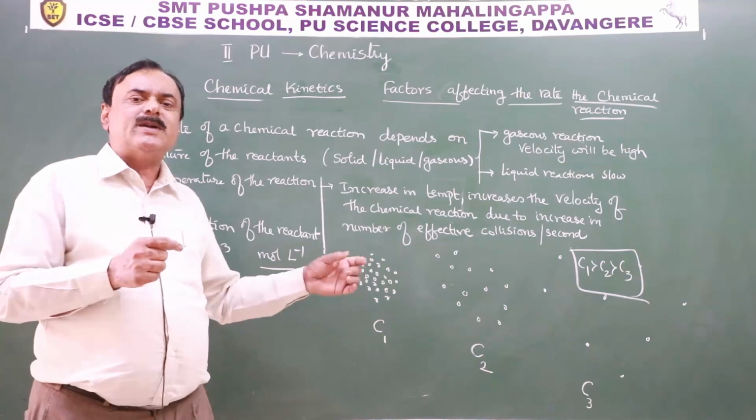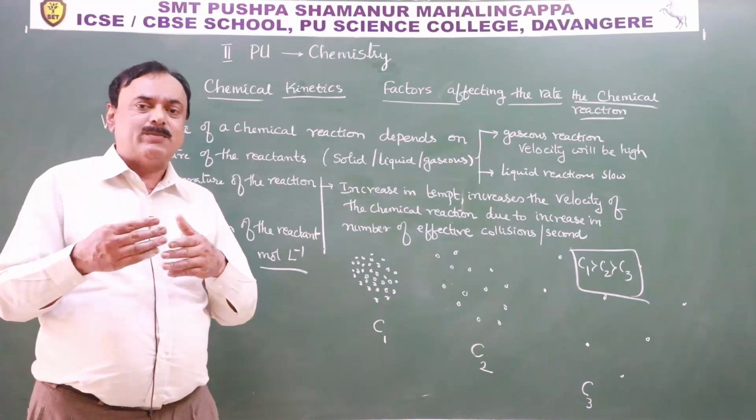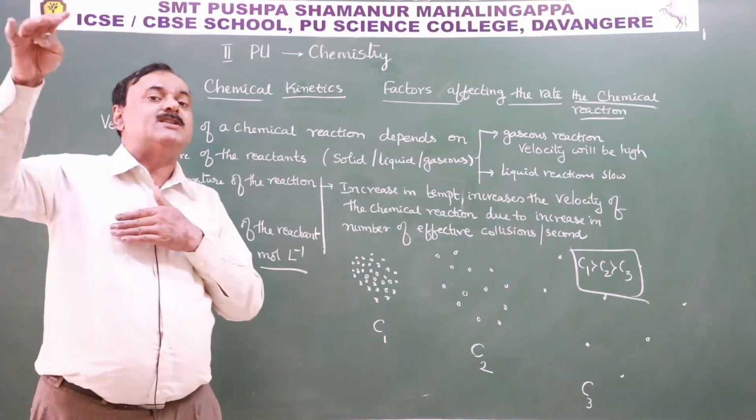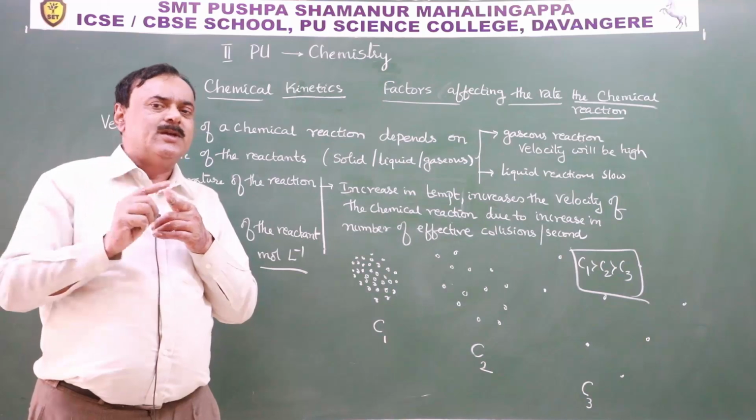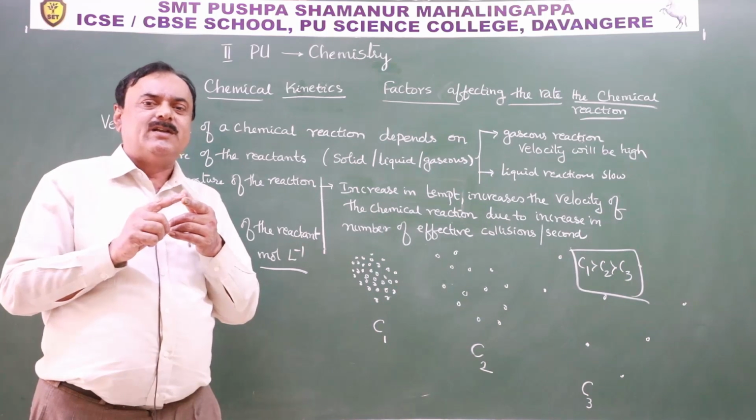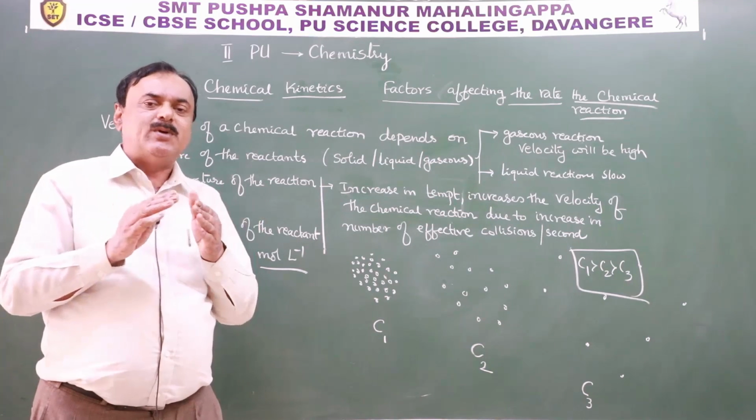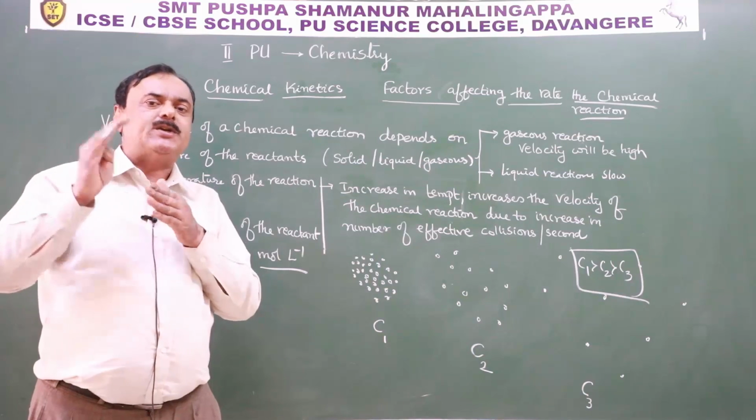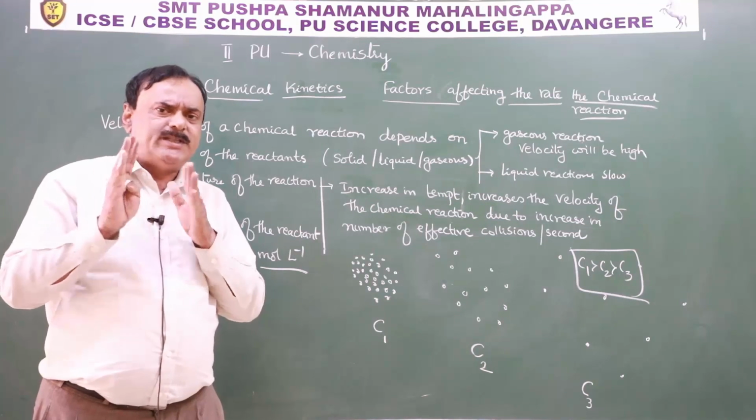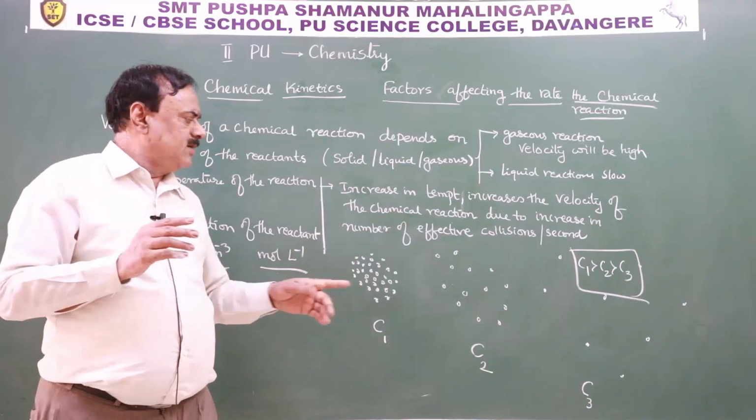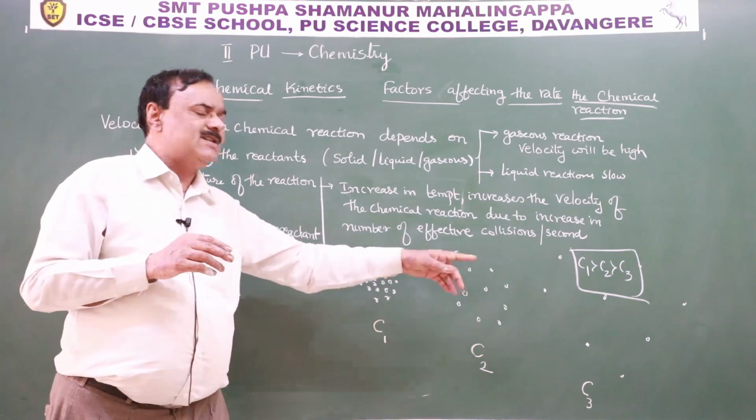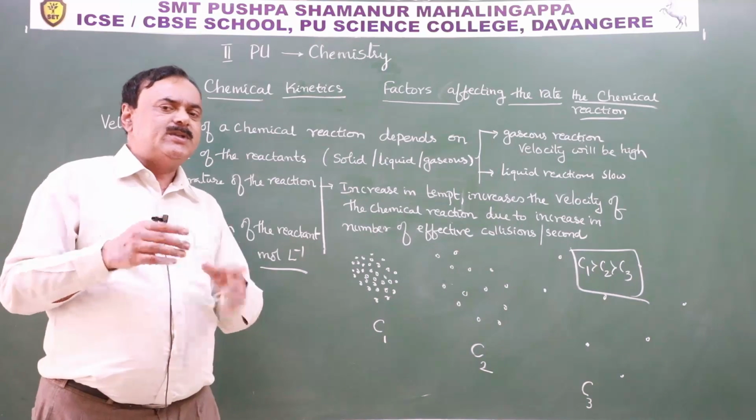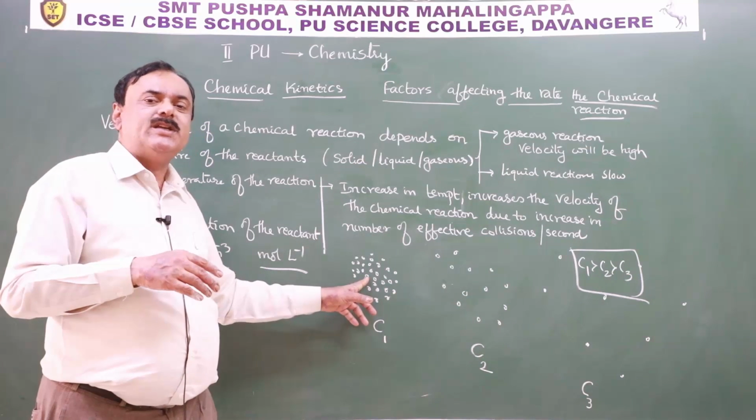Therefore, when more of the collisions are properly oriented collisions, only then are they responsible for the formation of the final product. Therefore, orientation is also needed. Collisions alone are not the final ultimate. If the number of collisions is more, proper orientation should also be there in order to give the final product. Therefore, whenever the C1 concentration is more, C2 is smaller and C3 is still smaller, the velocity of the chemical reaction is more here.